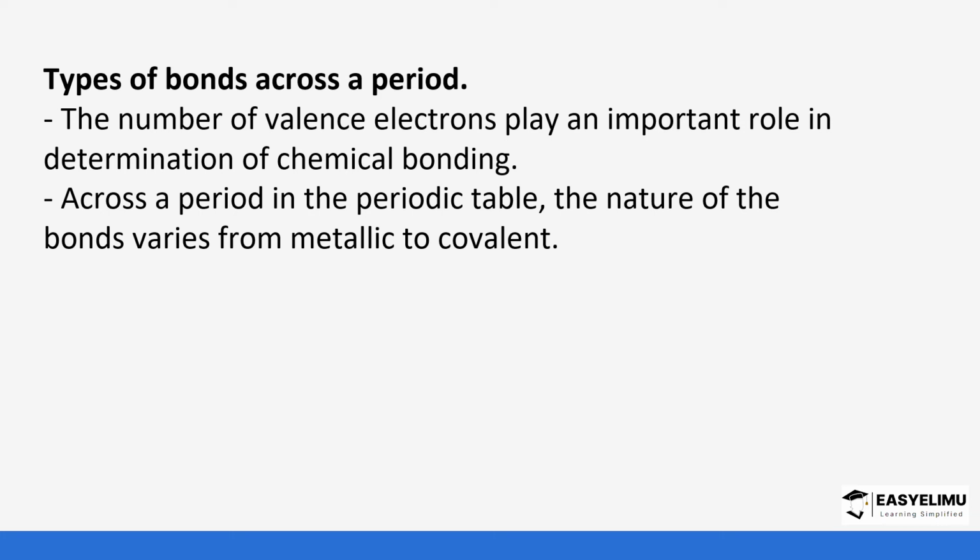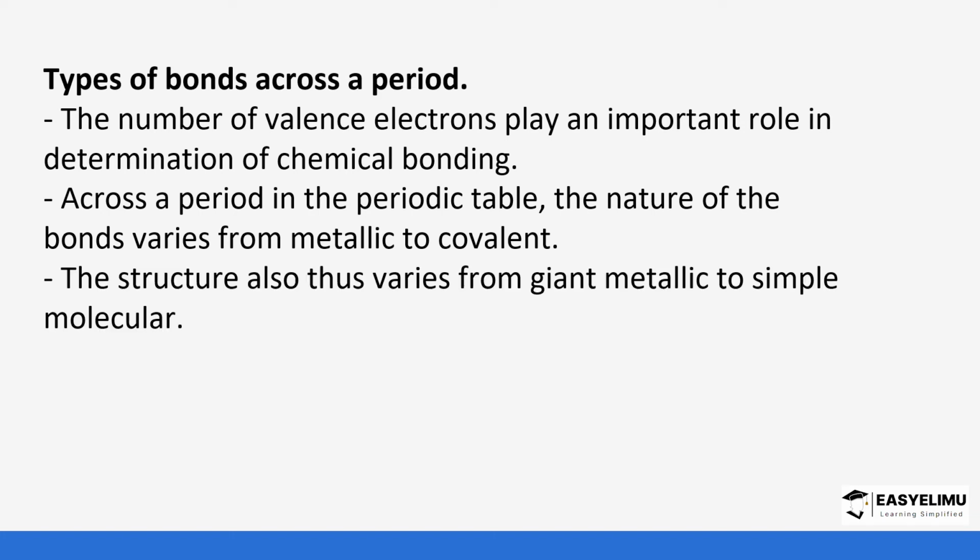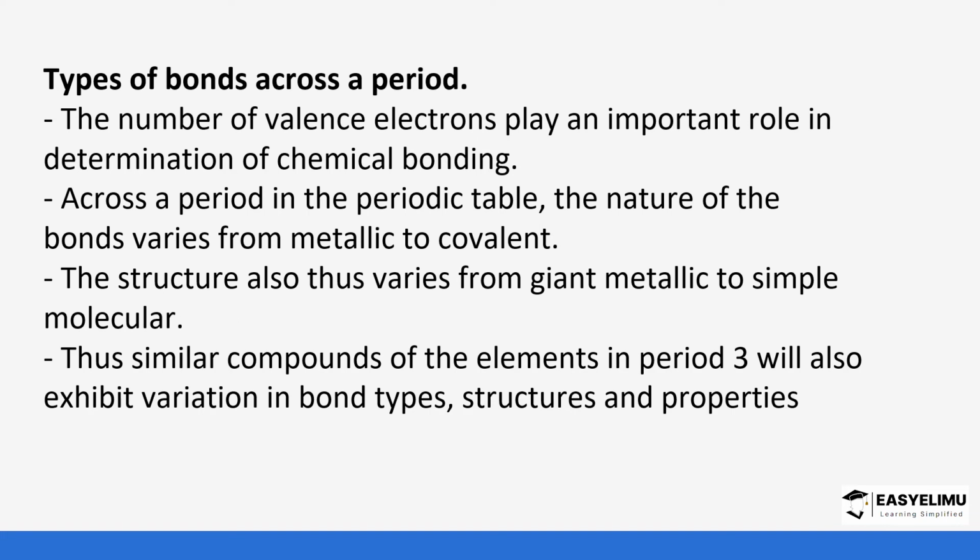You need to separate between the elements that have not reacted with oxygen and chlorine. The bonds will be different. If you look at the bonds of sodium, magnesium, and aluminium metal, they will be different from the bonds of magnesium oxide, sodium oxide, and aluminium oxide. It's going to be different. So see some of those differences, see the similarities, so that the confusion might not be there. The structure also varies from giant metallic to simple molecular. So similar compounds in period 3 will exhibit variation in bond types, structures, and properties, just like I've said.